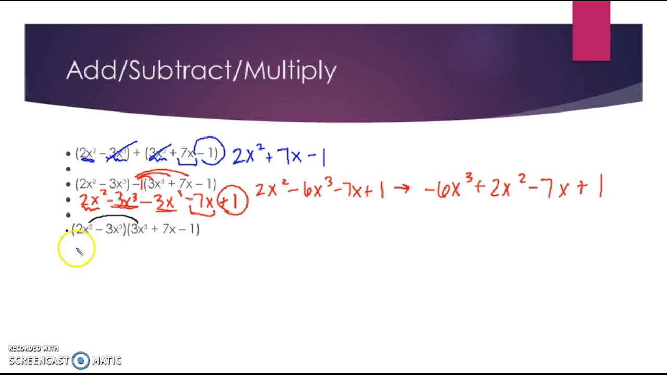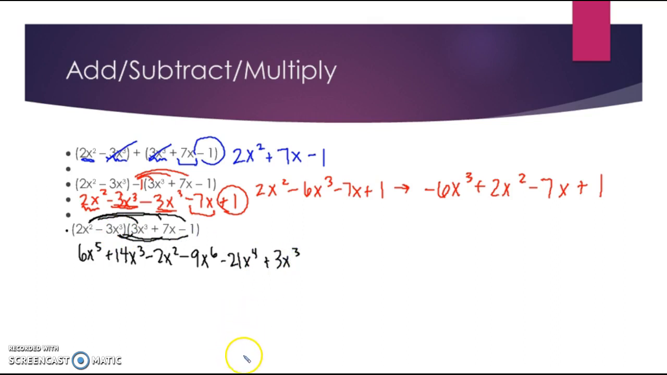So 2x squared times 3x cubed gives us 6x to the fifth. 2x squared times 7x is 14x cubed. And 2x squared times negative 1 is negative 2x squared. Same thing with the negative 3x cubed. Times 3x cubed gives us negative 9x to the 6th. Times 7x gives us negative 21x to the 4th. And then times negative 1 gives us a positive 3x cubed.